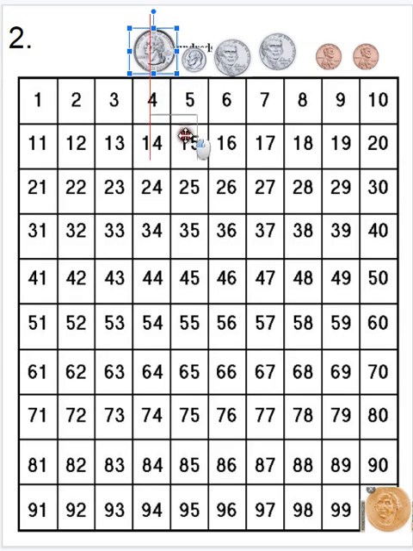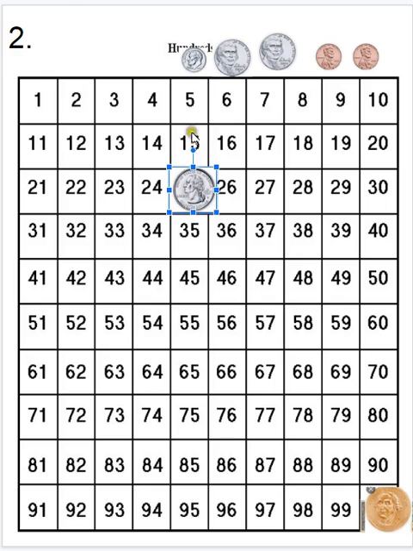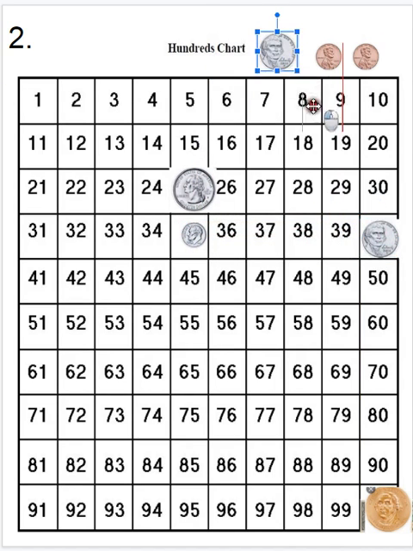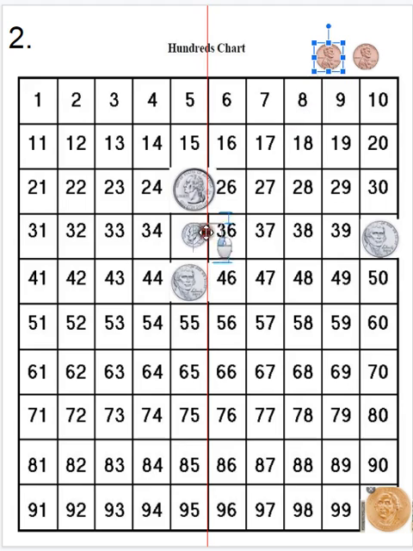So we'll take our quarter, put that on 25. 10 more than 25, we just go down one spot on the 100 chart, that's 35. 5 more than 35 is 40. And 5 more than 40 is 45. And our 2 pennies, each worth 1, 45 and 1 more is 46. 46 and 1 more is 47.